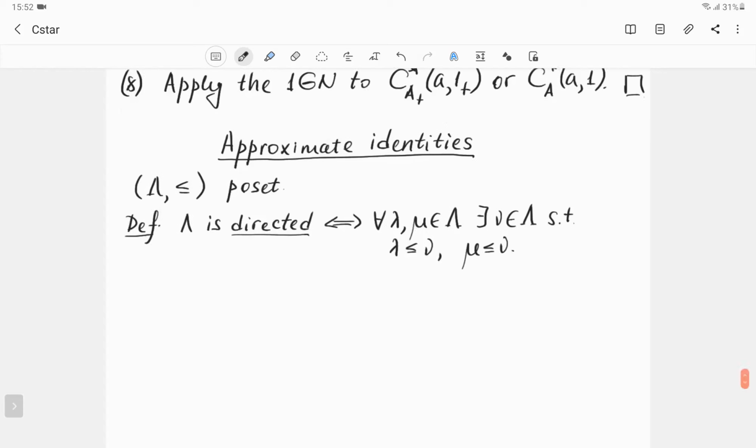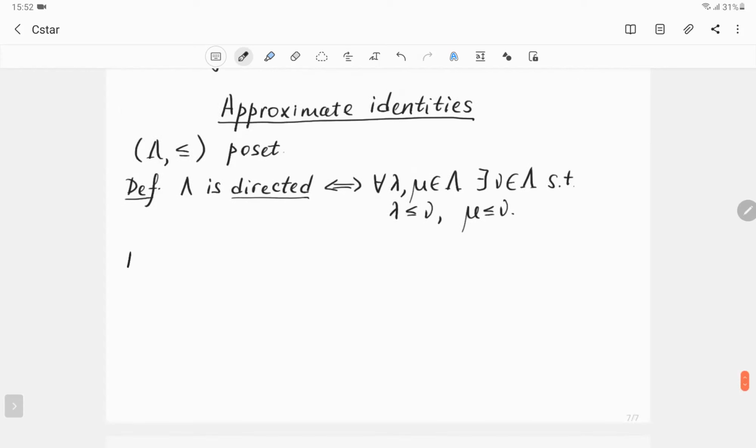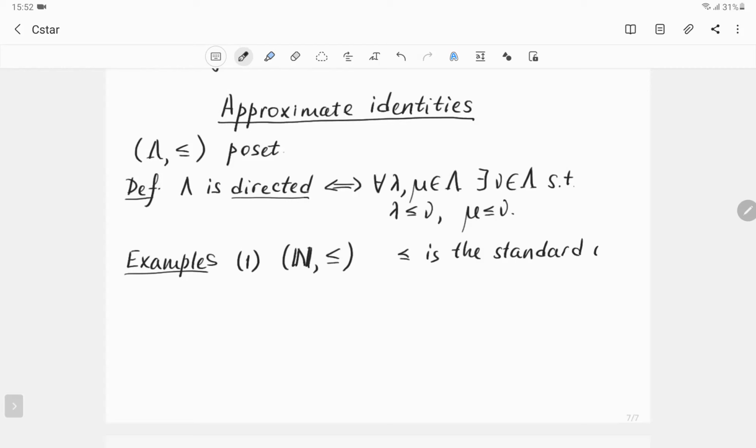Here are two basic examples to keep in mind. The obvious example is the set of natural numbers with the standard order relation. Obviously, it is a directed set. And another example is the following. Let lambda denote the set of all neighborhoods of a fixed point in a topological space.